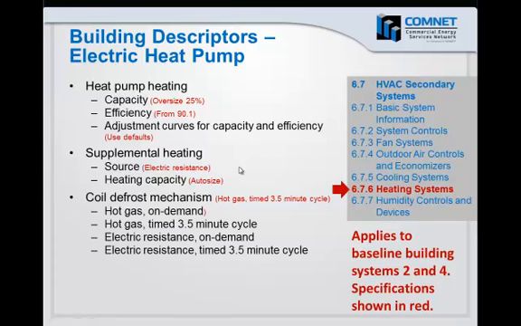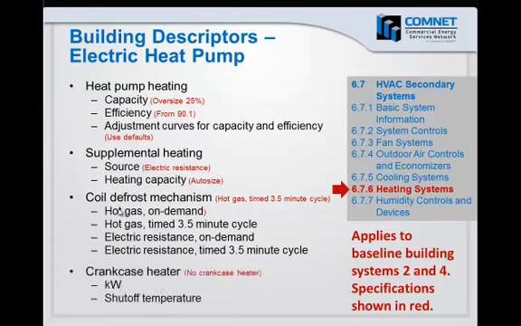There are building descriptors dealing with how the coil is defrosted. There's 4 choices for mechanism: hot gas on demand or timed, electric resistance on demand or timed. And the baseline system uses hot gas timed on 3.5-minute cycles.